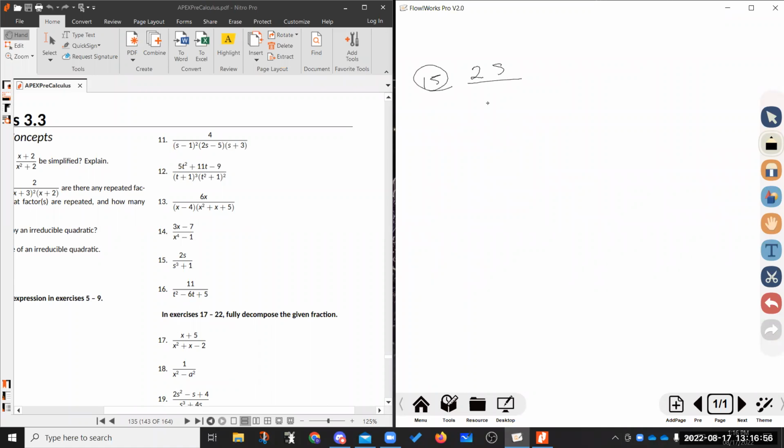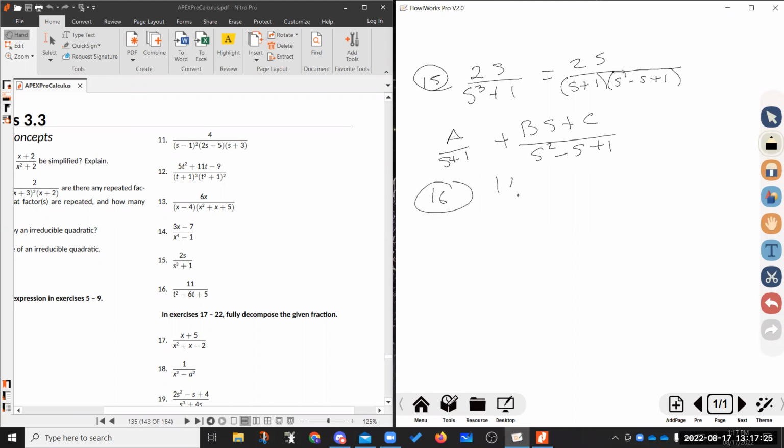For number 15, 2s over s to the third plus 1. S to the third plus 1 factors into s plus 1 times s squared minus s plus 1. That's an irreducible quadratic. So this is going to be a over s plus 1 plus bs plus c over s squared minus s plus 1.